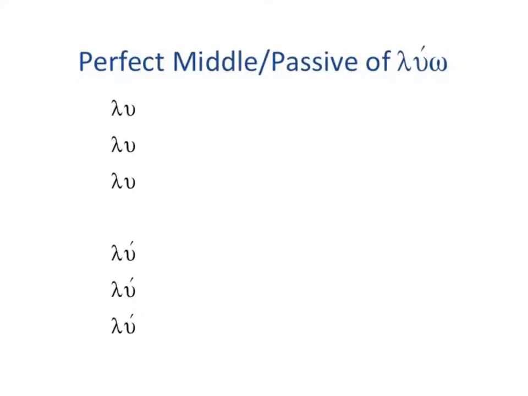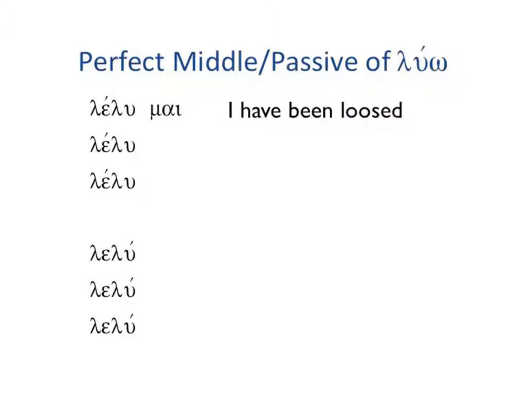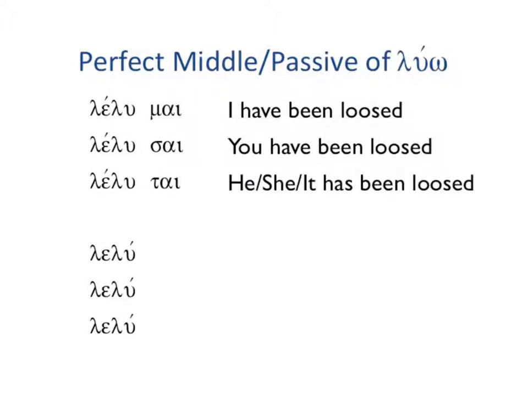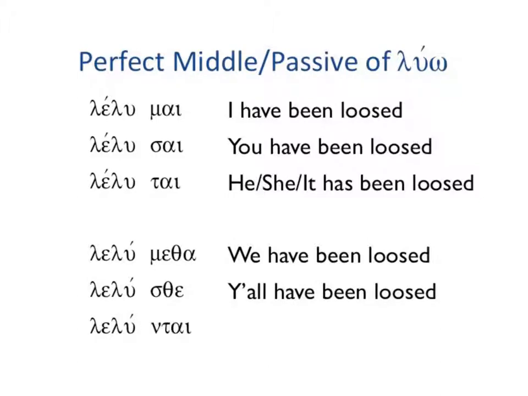So we begin with our stem. We add our reduplication, as you would expect with your perfect. And then you just add your endings. So: I have been loosed. Sai, you have been loosed. Tai, he, she, it has been loosed. Metha, we have been loosed. Sthe, y'all have been loosed. Ntai, they have been loosed.